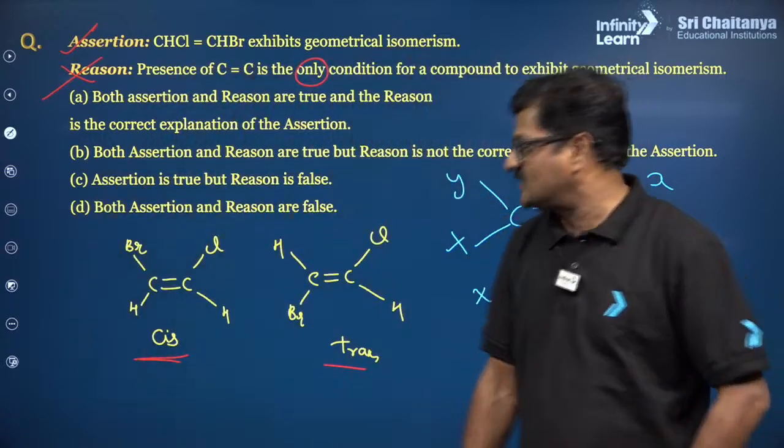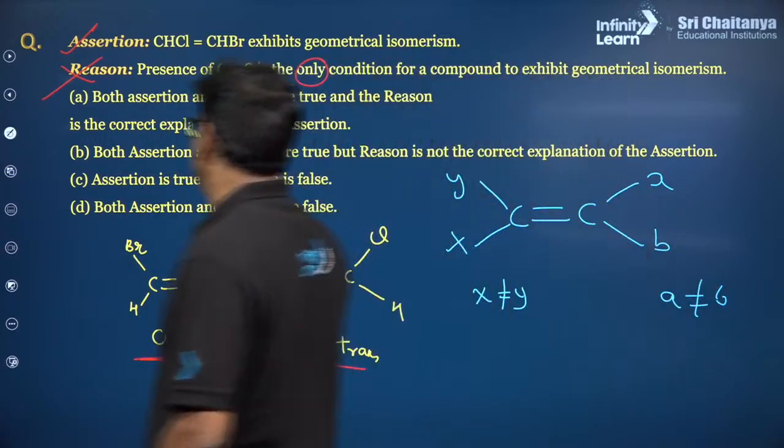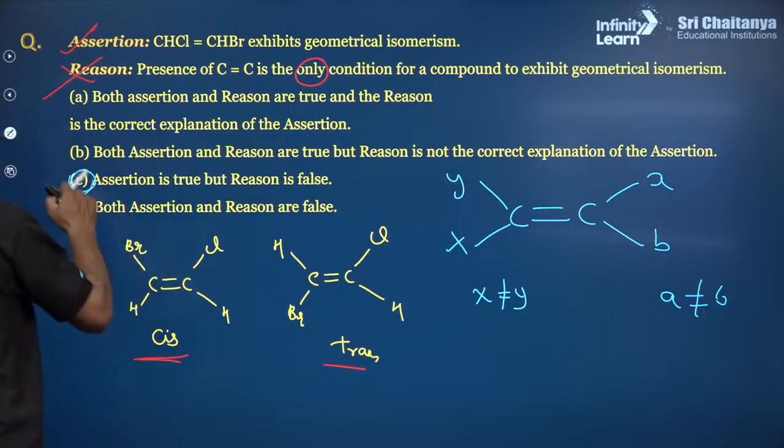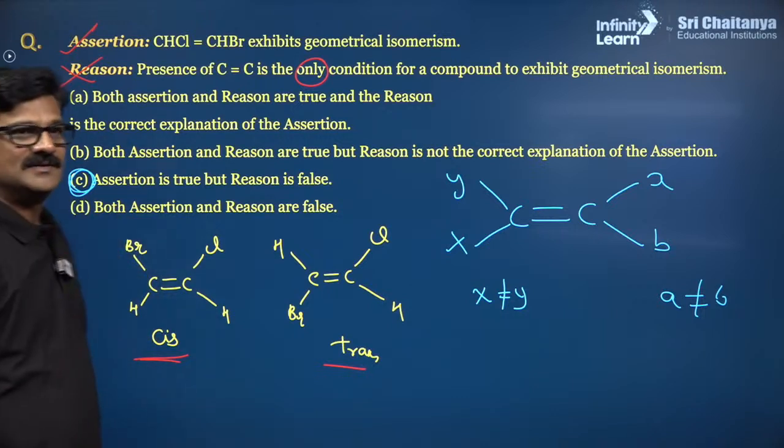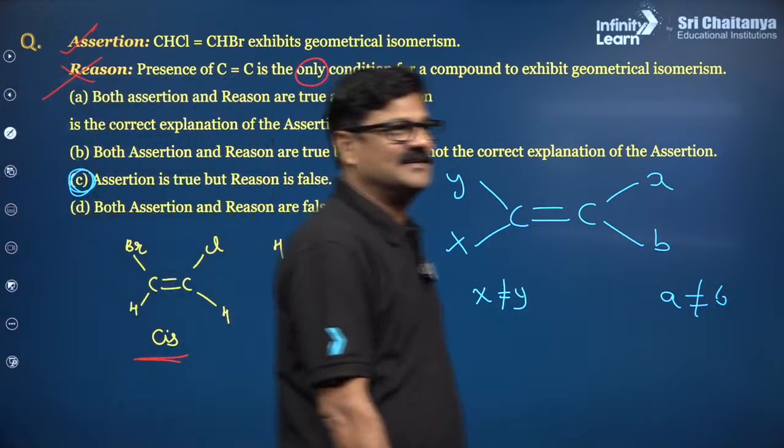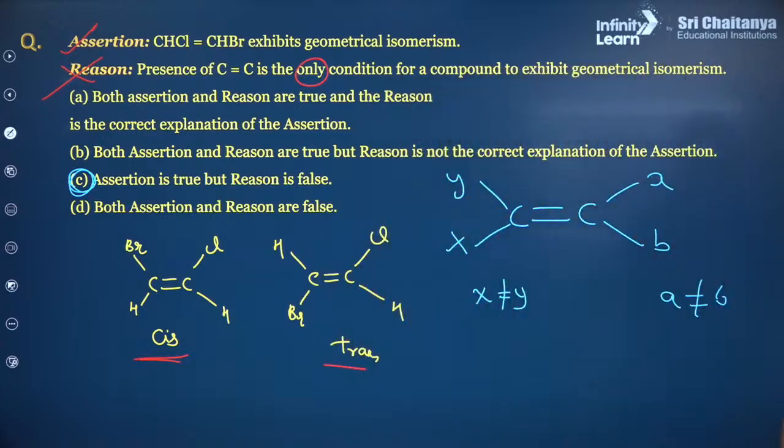So based on this, I would say the assertion is true and the reason is false. Clearly you can understand that. So this is the condition for geometrical isomerism.